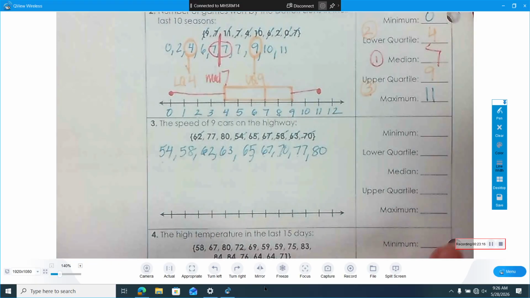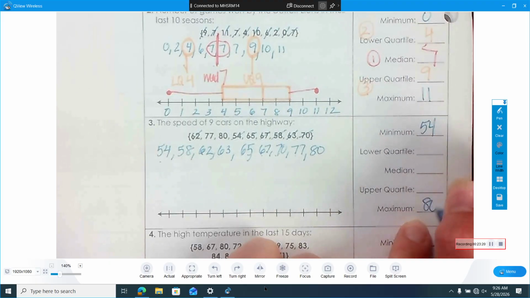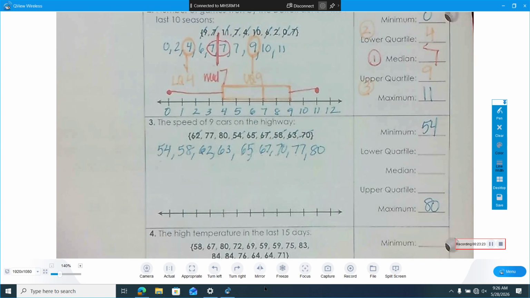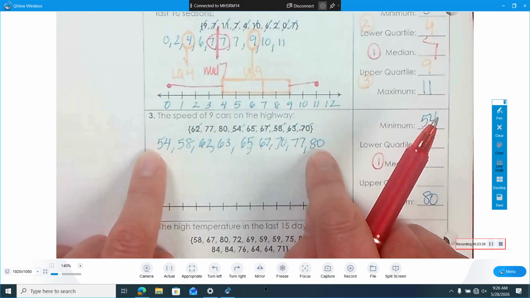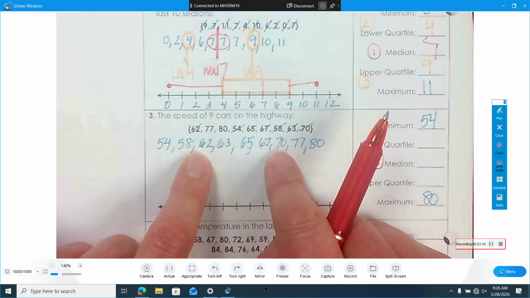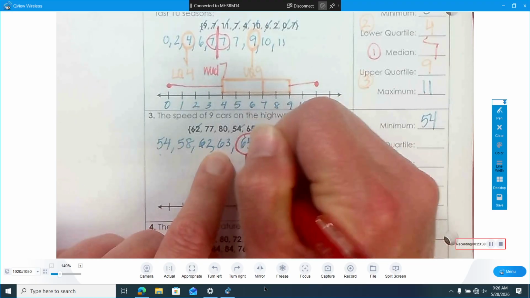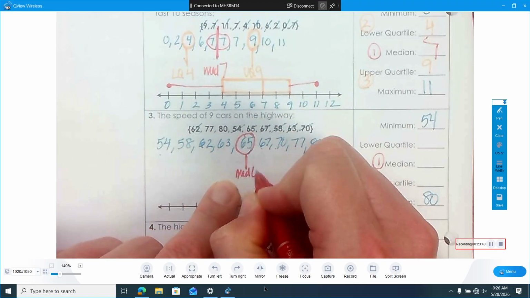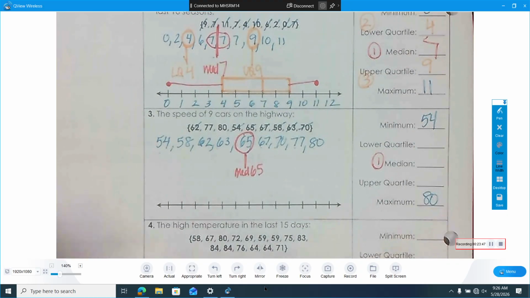What is our minimum and maximum? 54 and 80. Beautiful. First thing I want to do is find the median. All right, I know I have 9 values here. 1, 2, 3, 4. Oh, right in the middle is our median of 65. Because there's an odd number, we have a value that's exactly in the middle. So we get to use that 65.